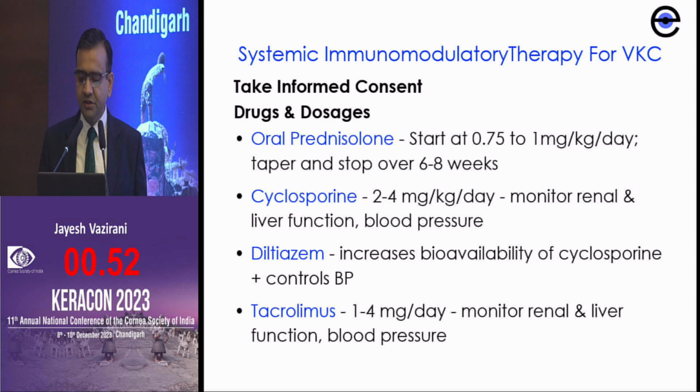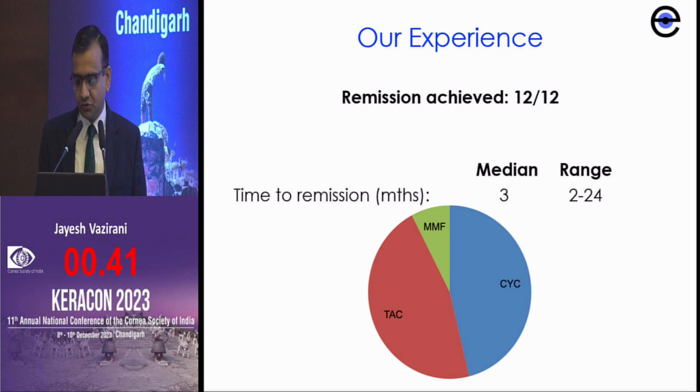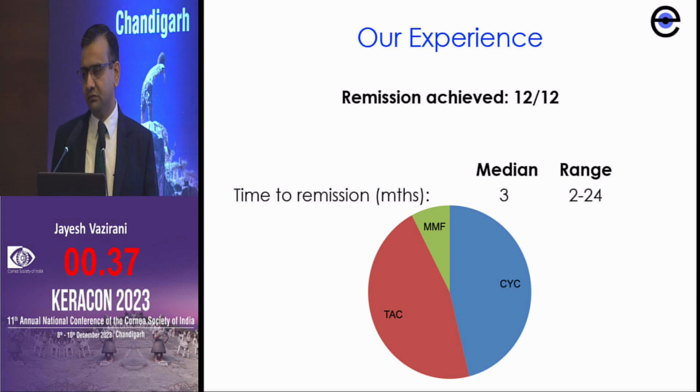So tacrolimus these days we use anywhere from 1 to 4 milligram per day. Cyclosporin I used to use 2 to 4 milligram per kg per day. About half of our patients were on cyclosporin, the latter half, in the past 3 years, were on tacrolimus. One patient we had to shift to mycophenolate because of toxicity concerns.